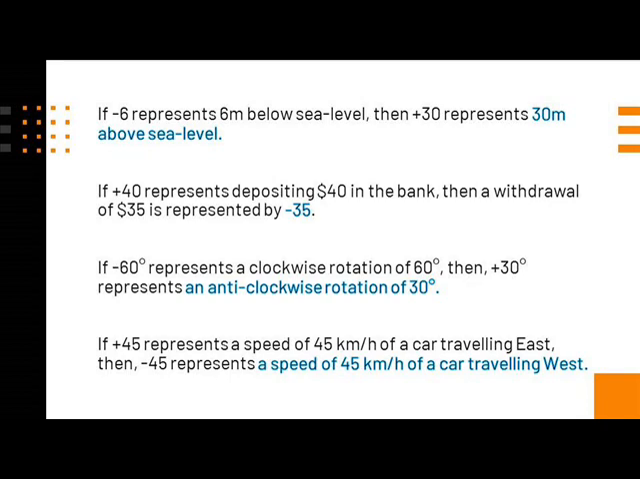Finally, the fourth one says if plus 45 represents a speed of 45 km per hour of a car traveling east, then minus 45 represents obviously a speed of 45 km per hour of a car traveling west, because the opposite of east is west.